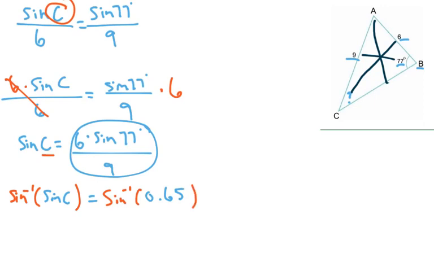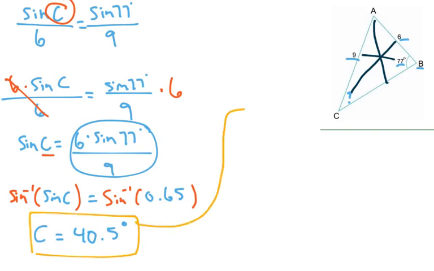And that leaves me with angle C is equal to, so on my calculator I'm going to do inverse sine of 0.65, and I get 40.54, so 40.5. And that is my angle C.